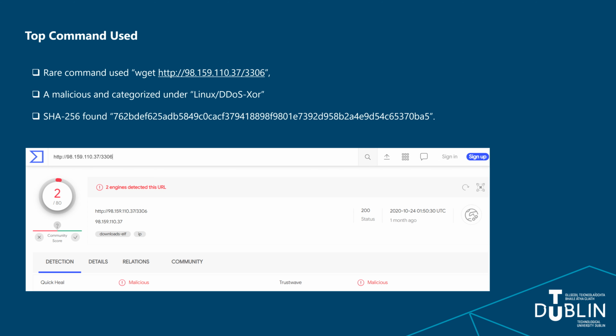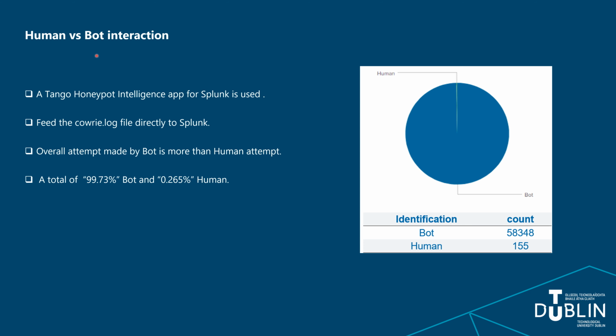So moving further, the next is human versus bot interaction, which I did using the Tango Honeypot Intelligence app for Splunk. What I did is I collected all the Cowrie logs from the server and merged them into a single file, and then fed that cowrie.log file into the Tango Honeypot Intelligence app, which analyzed it and gave an output.